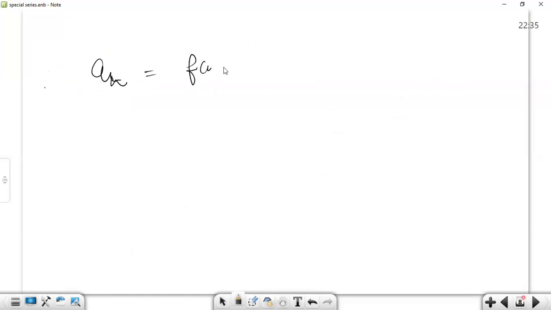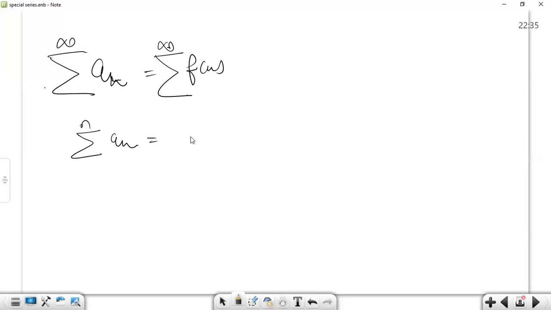This is a function of n. Now we'll apply the sigma operator wherever we need to find the sum of n terms or the sum of infinite terms. For infinite terms, we'll apply it till infinity. Otherwise, we'll apply it for n terms only. And as there is a function, there will be a polynomial function.